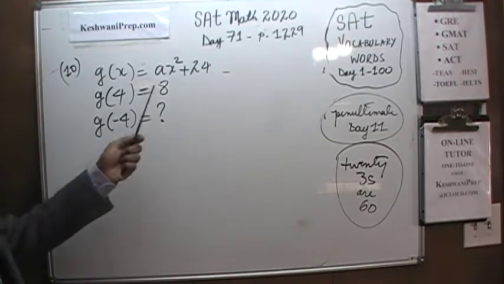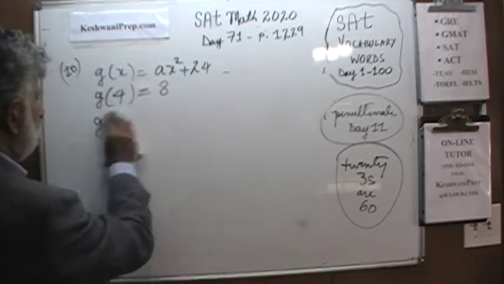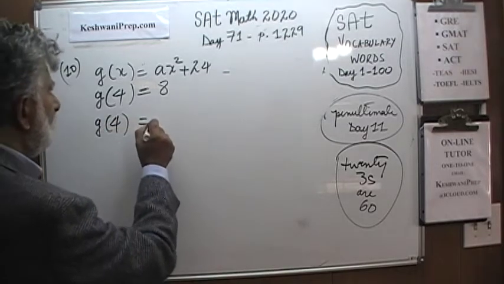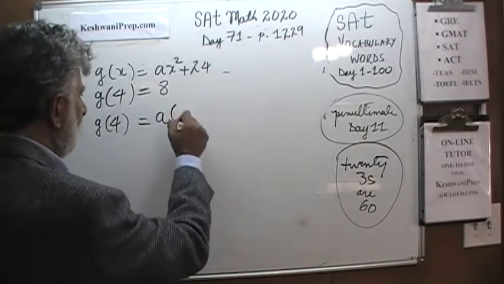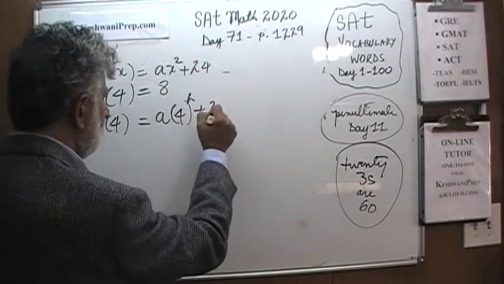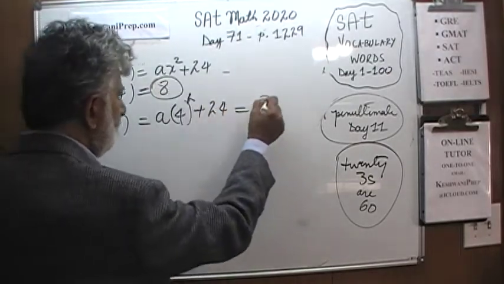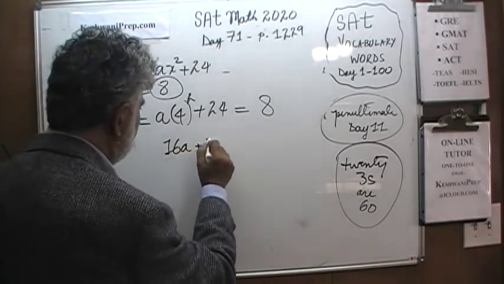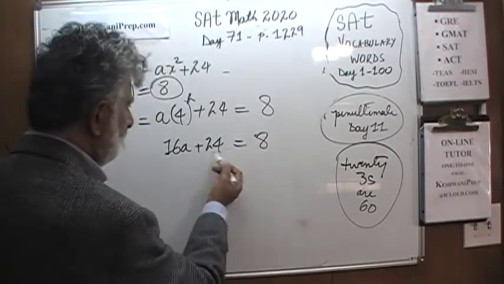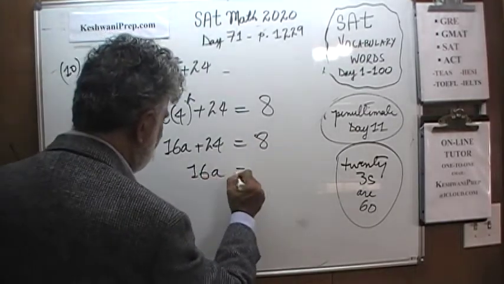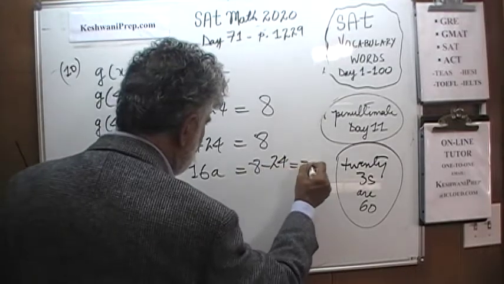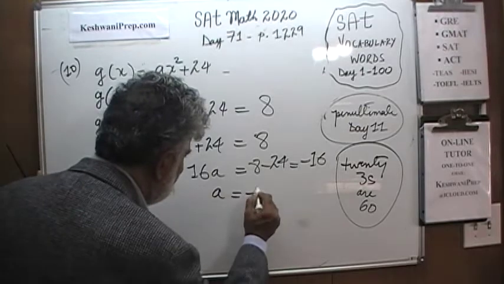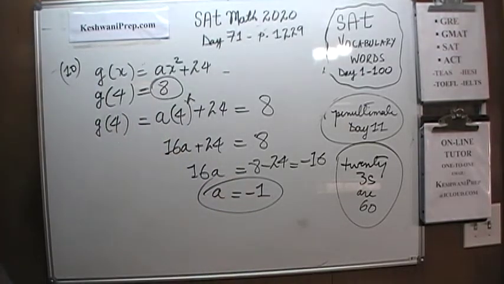Very first thing we have to figure out is the value of a here. So we know that g of 4 is equal to a times 4 squared plus 24, and we are told that is equal to 8. 4 squared is 16, so 16a plus 24 is equal to 8. Bring the 24 there, which means 16a is equal to 8 minus 24, which is negative 16. 16a is equal to negative 16, which means a must equal negative 1.